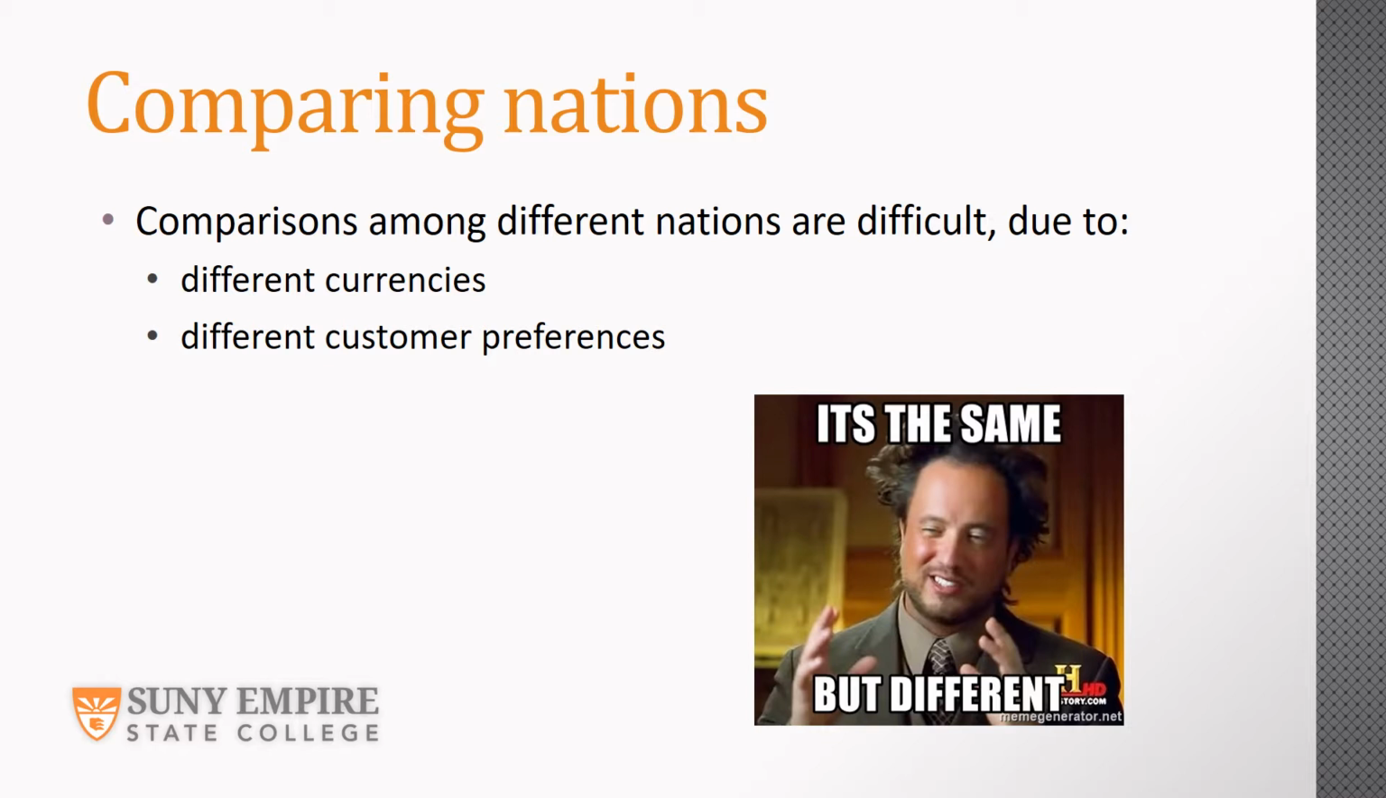Economists like to compare things. One would think economists would want to compare the growth rates for different nations, but this process is difficult. Comparing nations is difficult for two main reasons. First, different nations have different currencies. The exchange rates between currencies are constantly changing. Also, customers in different nations have different purchasing preferences.